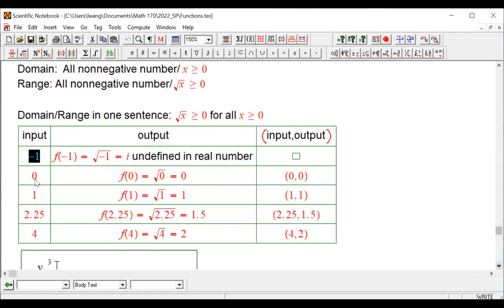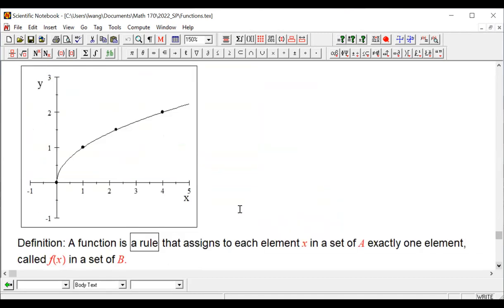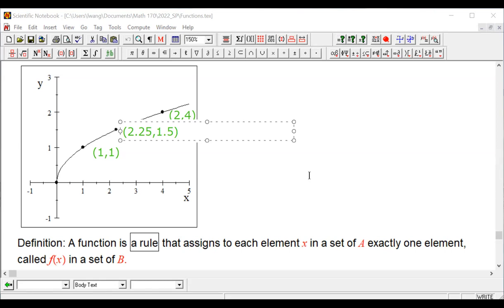So we pick some inputs here, and we take the square root of them, and we plot them, and we get that curve, right? If you like, we can mark a couple of points here. When input is 1, output is 1. Over here, the input is 4, output is 2. And on this point, the input is 2.25, the output is 1.5. Okay, so that's the curve for the square root function.